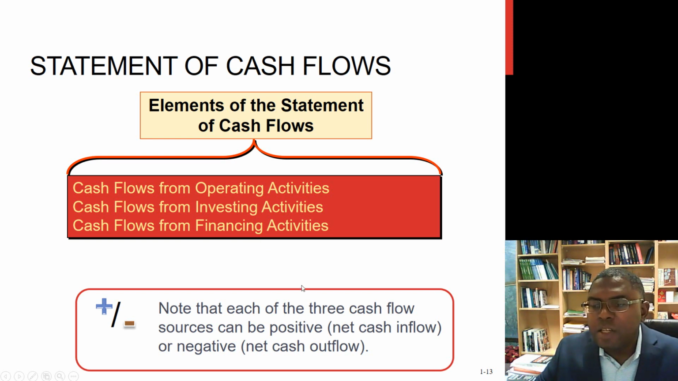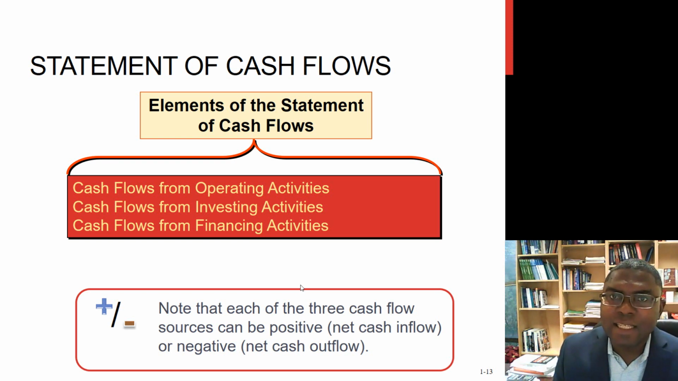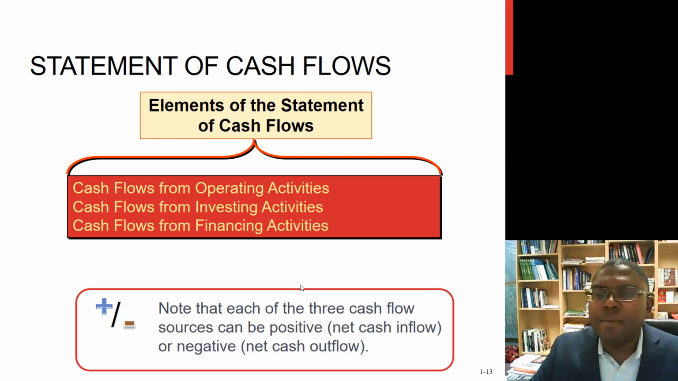We need to know that each of these three cash flow sources can be positive. So if it is positive, it is a net cash inflow. Money is coming in. If it is negative, it is a net cash outflow. So money is going out. If more money came in through financing activity than it went out, then we'll have a positive amount for cash flow from financing activity, which suggests that money came into the company.